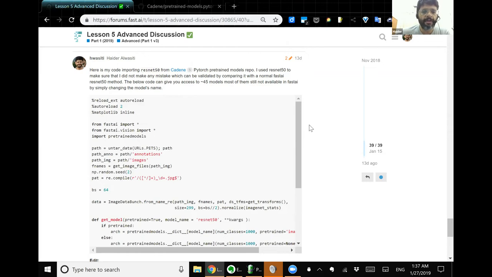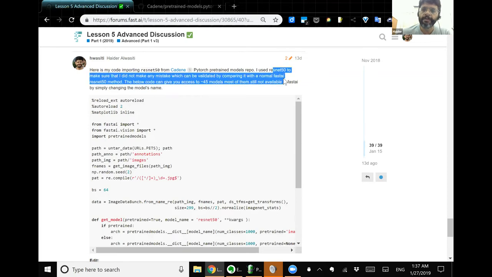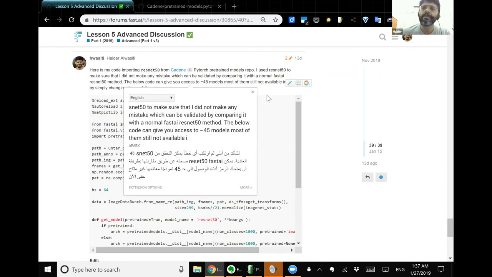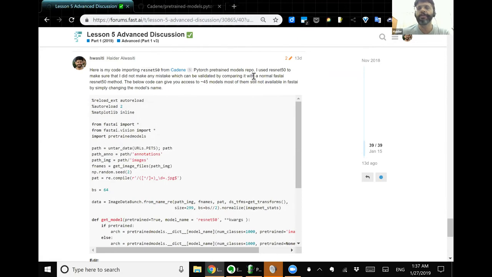The only difference is that the Cadene GitHub repo provides more pre-trained models for you. As far as I know, Jeremy will expand the number of models in Fast.ai in the future, but this is something that we can use currently.